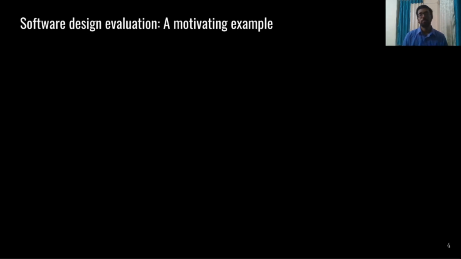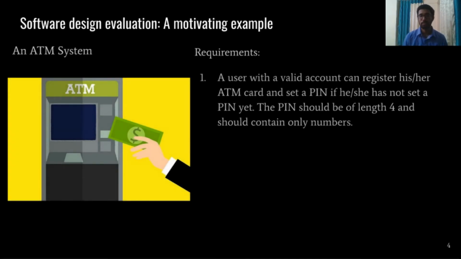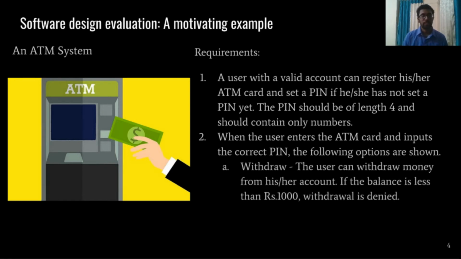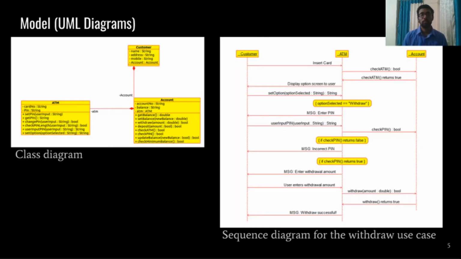So, what do we mean by software design evaluation? Let us take the example of an ATM system. The requirements for this ATM system are that a user with a valid account can register and set a PIN. The PIN should be of certain length and should maybe contain only numbers. When the user enters the ATM card and inputs the correct PIN, they are given options to withdraw and maybe change their PIN. And if the balance is less than a certain amount, the withdrawal should be denied. Now, for these requirements, the design can be created using UML diagrams such as class and sequence diagrams.